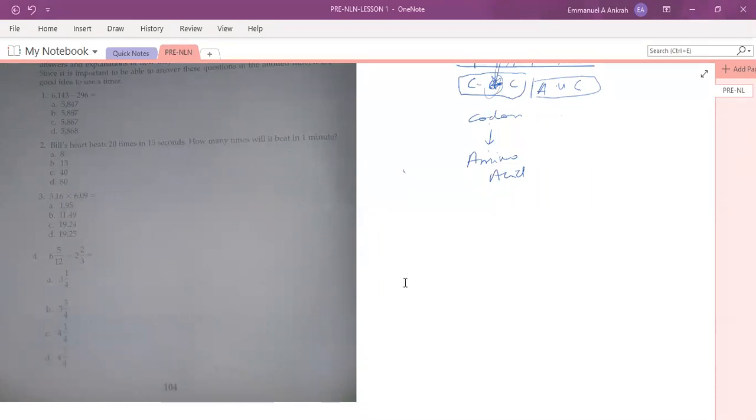Okay, how do you do number 2? Let's share number 2. The question is, how many times will it beat in a minute? 1 minute is 60 seconds. So I did 20 times is in 15 seconds, so X is in 60 seconds.